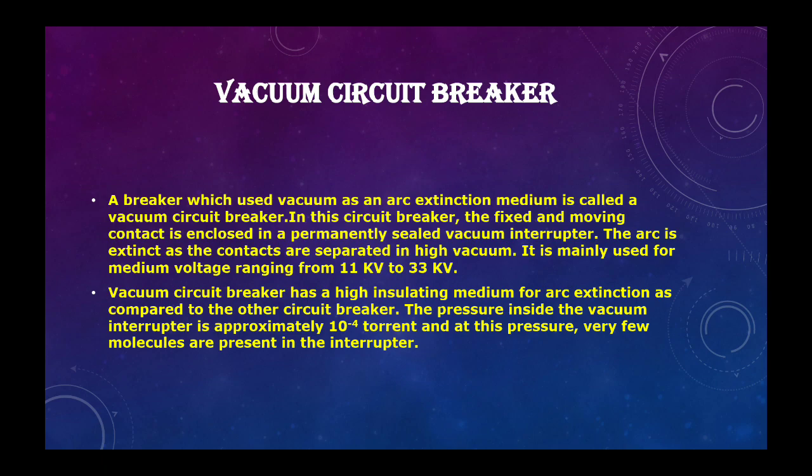In this circuit breaker, the fixed and moving contacts are enclosed in a permanently sealed vacuum interrupter. The arc is extinguished as the contacts are separated in high vacuum. It is mainly used for the medium voltage range from 11 kV to 33 kV.